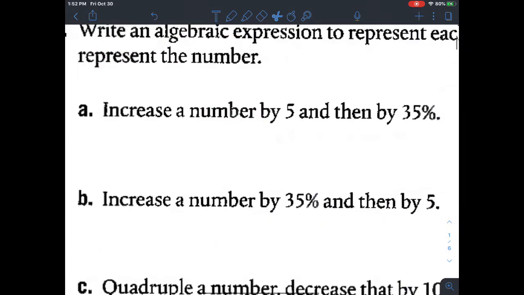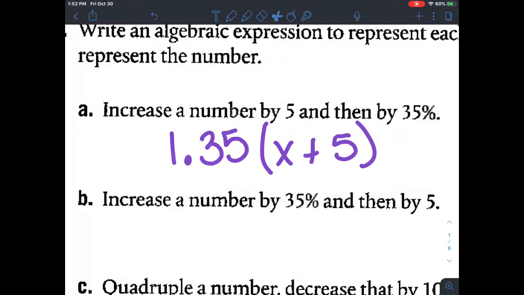So we're going to take x, and first we'll increase it by 5, so x plus 5, and then we'll increase it by 35%. Well, remember, a percent we need to write as a decimal. And then anytime we're increasing a number by a percent, we're going to go 1 plus that percent written as a decimal. So we're going to increase it by 1.35. Hopefully that's not anything new or too complicated for you. We've gone over that a couple different times in past lessons.